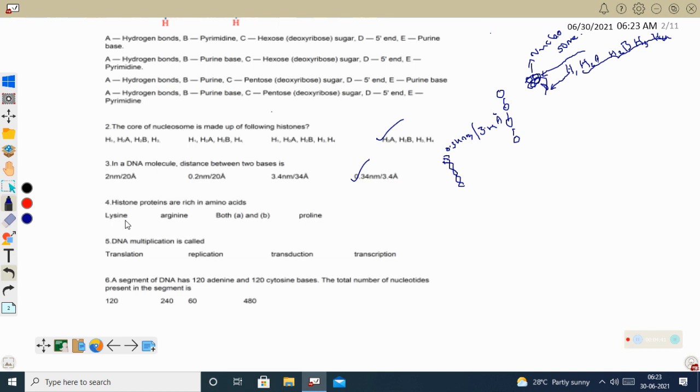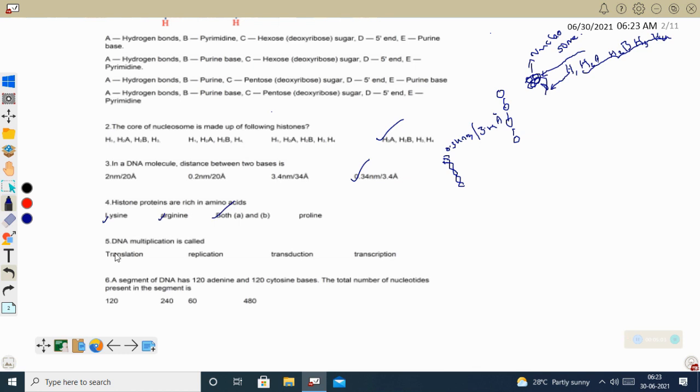Next question, histone proteins are rich in which amino acid. We know histone proteins are basic proteins. They have positive charge, and this histone protein is basic in nature because of the presence of the basic amino acids lysine and arginine. So here the correct option is both A and B.